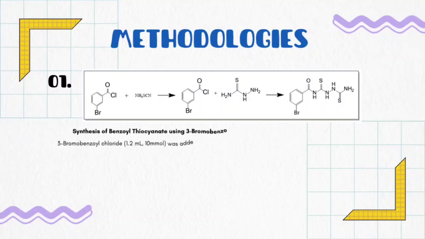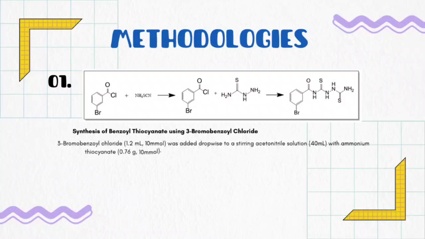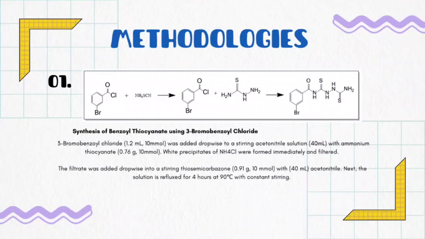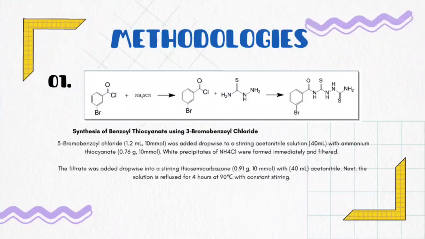The first step of this research is synthesis of benzoyl thiocyanate using 3-bromobenzoyl chloride. 3-bromobenzoyl chloride was added dropwise to a stirring acetonitrile solution with ammonium thiocyanate. A white precipitate of ammonium chloride was formed immediately and filtered. The filtrate was added dropwise into a stirring thiosemicarbazone with acetonitrile. Next, the solution is refluxed for 4 hours at 90 degrees with constant stirring.